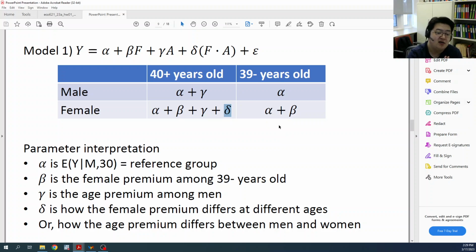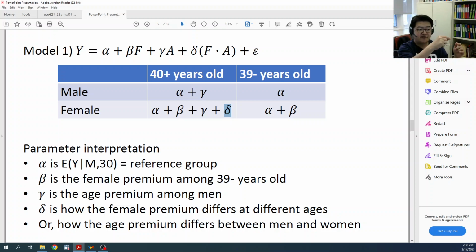Alternatively, equivalently, mathematically, you can just subtract and add the same thing and rearrange terms. Then you may put it this way. Age premium differs between men and women. So among men, gamma is the age premium, right? When you get older, wage increases by gamma. But for women, your wage increases by gamma plus delta. So delta is the difference between men and women in their age premium, right? So you are just changing the role of the dimensions, right?